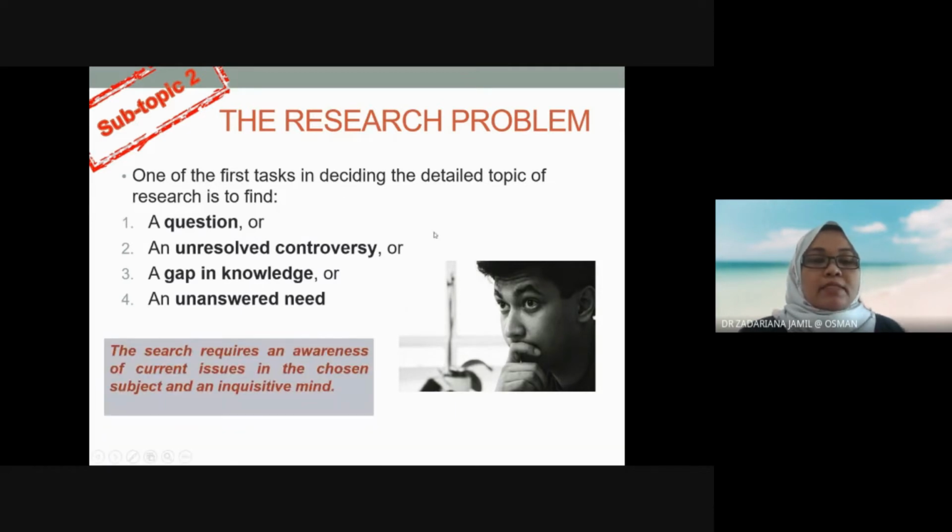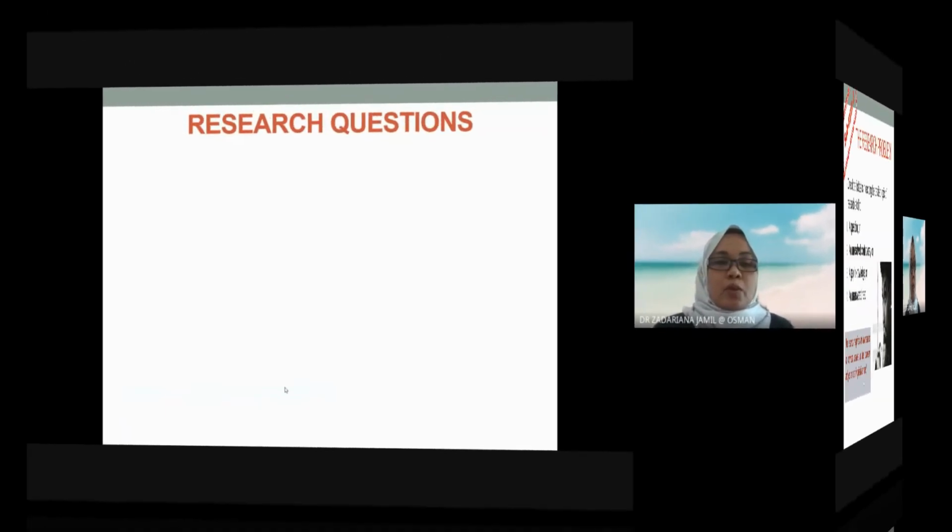So these are the research problems that you need to find: in the area that you are interested in, what is the question in the area, what is the unresolved controversy in the area, and also what is the gap in knowledge of the area. The search for a research problem requires an awareness of current issues in the chosen subject and an inquisitive mind. So you need to do some study to explore your research interest and find what the research problem is in the area.